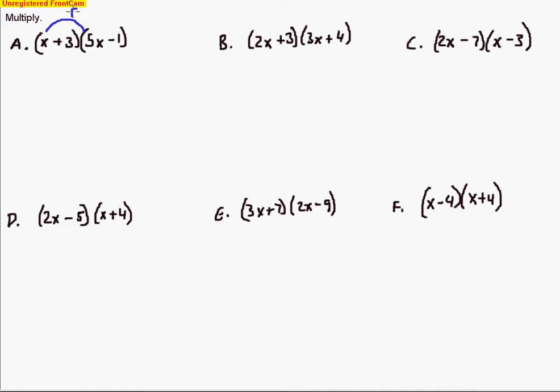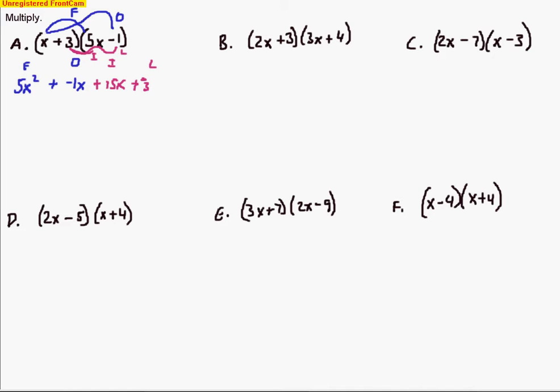X times 5x, those are the first terms, so that makes 5x squared. So again, those were our first terms. Then we're multiplying the x by the negative 1. Those are called our outside terms. So we're doing negative 1x is what we end up getting. Then we move on to the inner terms. 3 times the 5x gives us our inner terms, and we end up with a positive 15x. And then the last terms are the 3 and the negative 1. So we call those our last terms. 3 times negative 1 makes a negative 3.